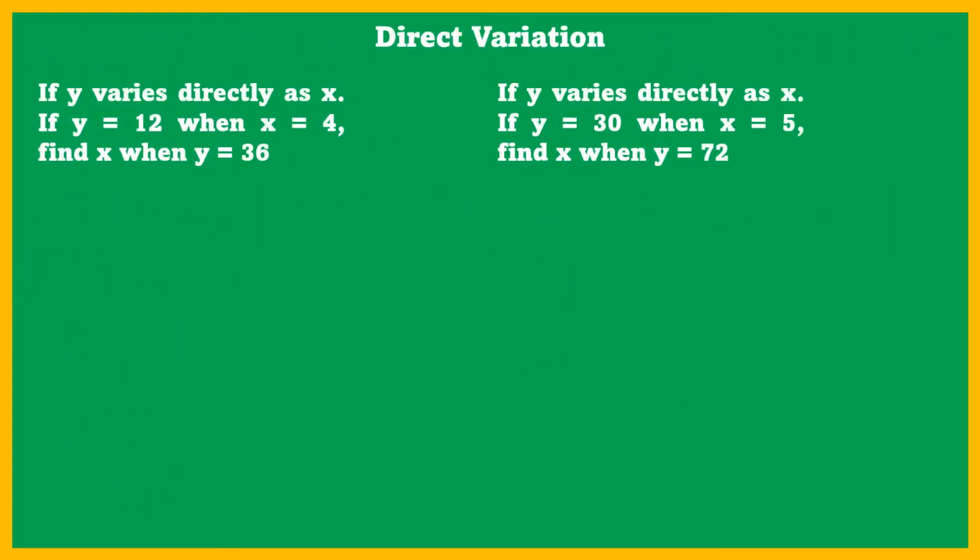Okay, so ganito yung mga example problems na hindi siya naka-table. So, let us say we have the first problem. If y varies directly as x, and if y is equal to 12 when x is equal to 4, find x when y is equal to 36. Okay? So, in order for us to determine the value of x when y is 36, we need first to find or to determine the equation of variation.